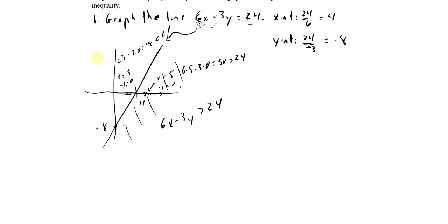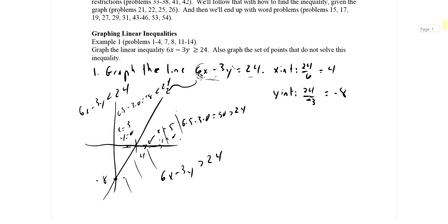So we end up with, on this side, 6x minus 3y is less than 24. And so this is true for any line in general, right? If you have a line with an equation in there, an equal sign, that gives you a line. One side is greater than and one side is less than. And what we're interested in is which side is which. So in this case, we're interested in 6x minus 3y greater than or equal to 24.